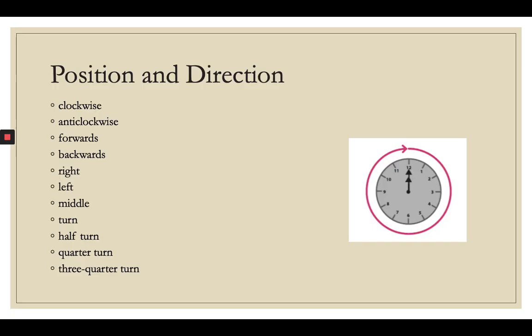Okay, so these are our words, our vocabulary that we'll be learning through this unit. So we've got the word clockwise, my turn, your turn, clockwise, anti-clockwise, forwards, backwards, right, left, middle, turn, half turn, quarter turn, three-quarter turn.